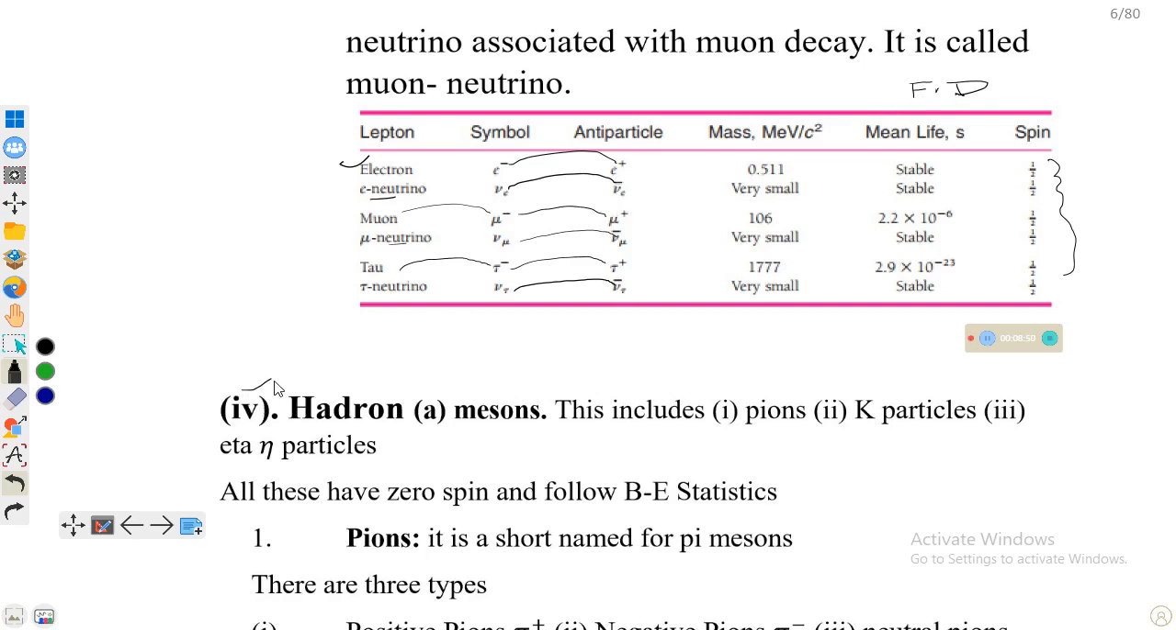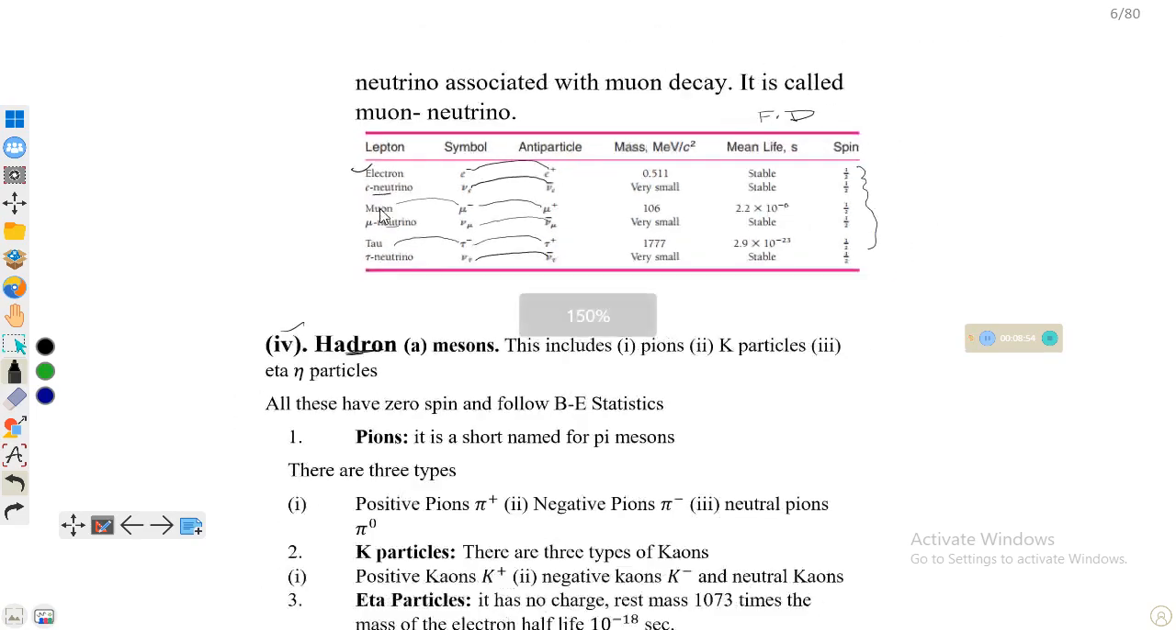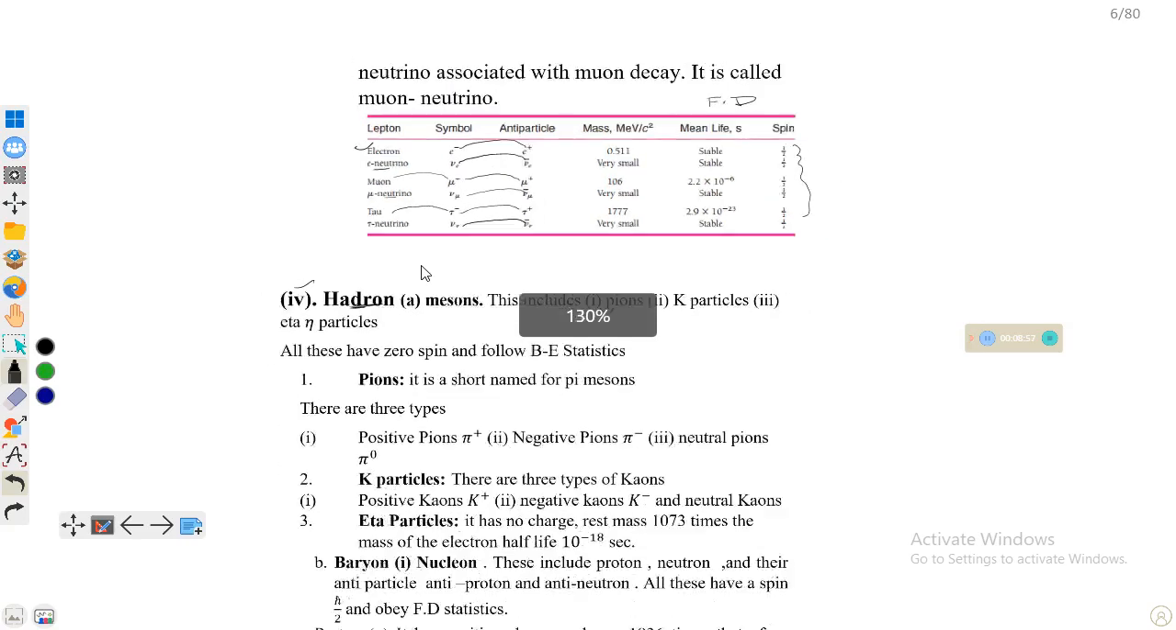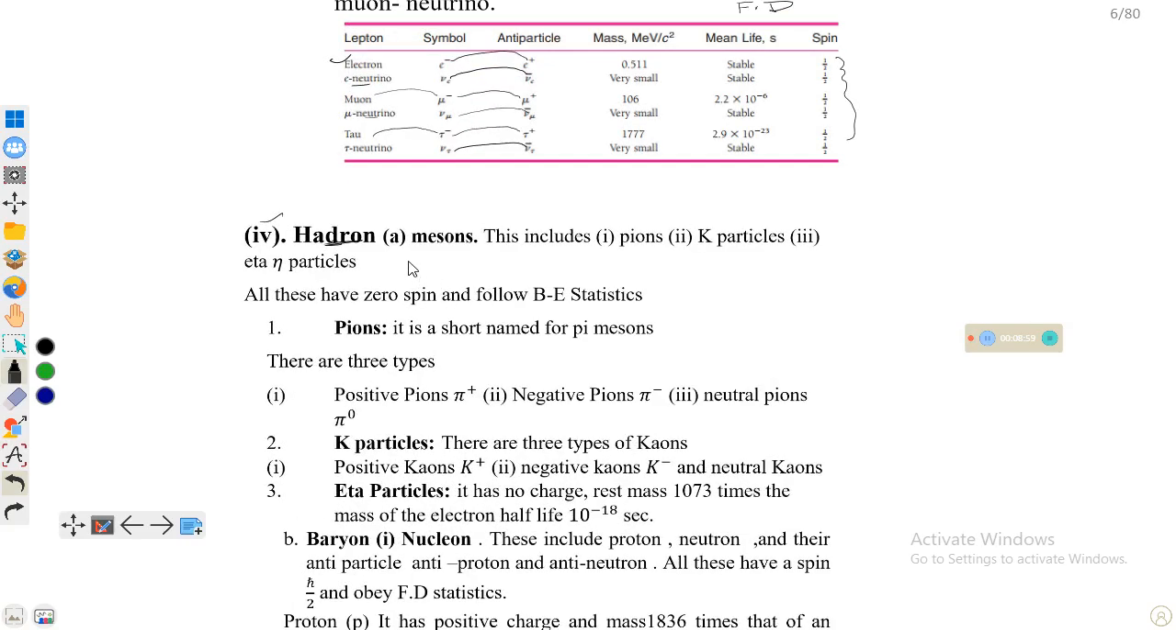And then another category, hadrons, which are strongly interacting particles, responsible for the mediation of the strong nuclear forces. These are divided into two categories: mesons and baryons. Hadrons are divided into two categories. The first is meson and the second is baryon.